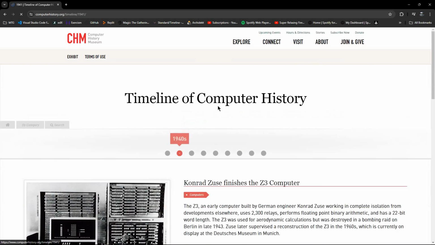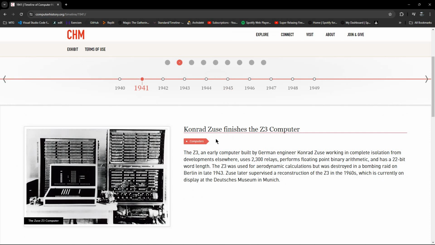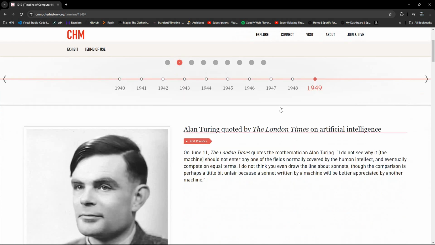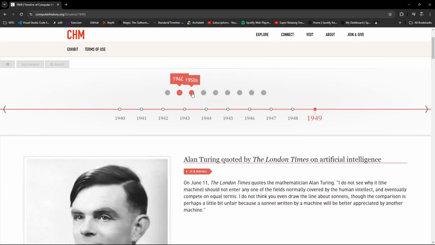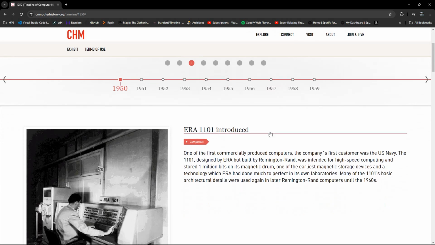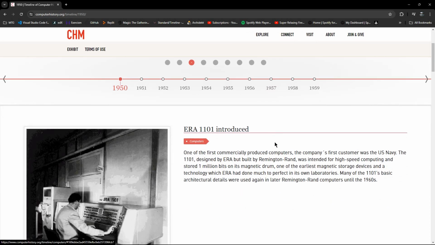So if we look at the 1940s, there we go. We've got Conrad Zuse finishes the Z3 computer. That's Alan Turing quoted. What else have we got? Oh yeah, here we go. First commercially produced computers, the ERA 1101.